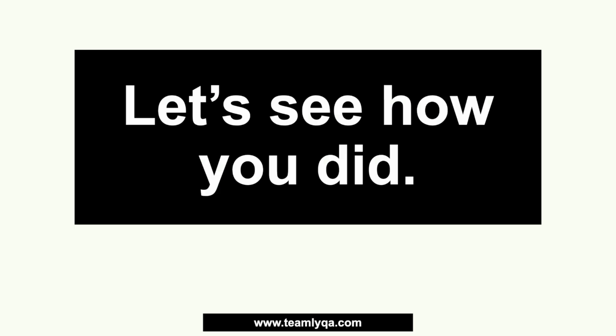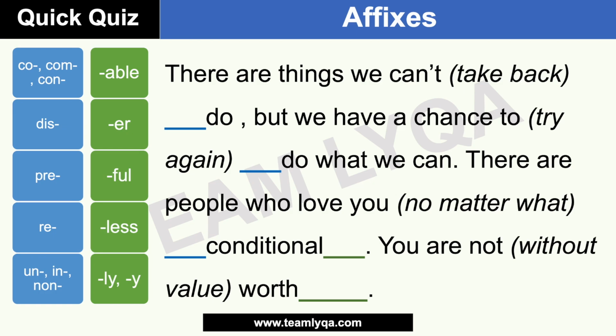All right, let's see how you did. Let's start with the first one. Sabi, there are things we can't take back. Okay, so ibig sabihin take back, hindi na natin kayang bawiin. Now, ano ang best option dyan sa lahat ng mga prefix natin? We have the blue underline. So that would be undo. There are things we can't undo. May mga bagay tayong hindi pwedeng bawiin or tanggalin yung pagkakagawa.